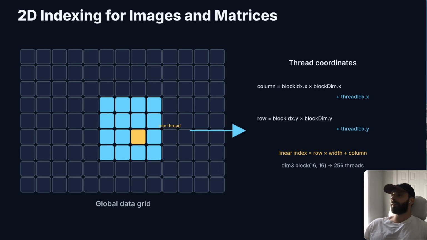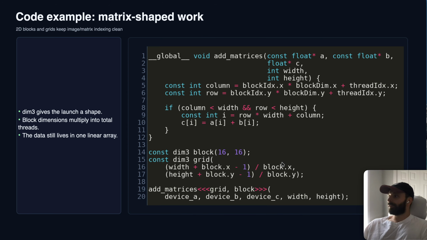So for an image or a matrix, the x coordinates would naturally choose a column, and the y coordinates choose a row. The column formula is the one-dimensional formula applied in x, and the row formula is the same thing applied in y. The data is still usually stored as a flat array. Keep that in mind. Once we have a row and a column, we flatten them with row times width plus column. You can see it right there. So a 16 by 16 block contains 256 threads, because you're just multiplying the dimensions like a square.